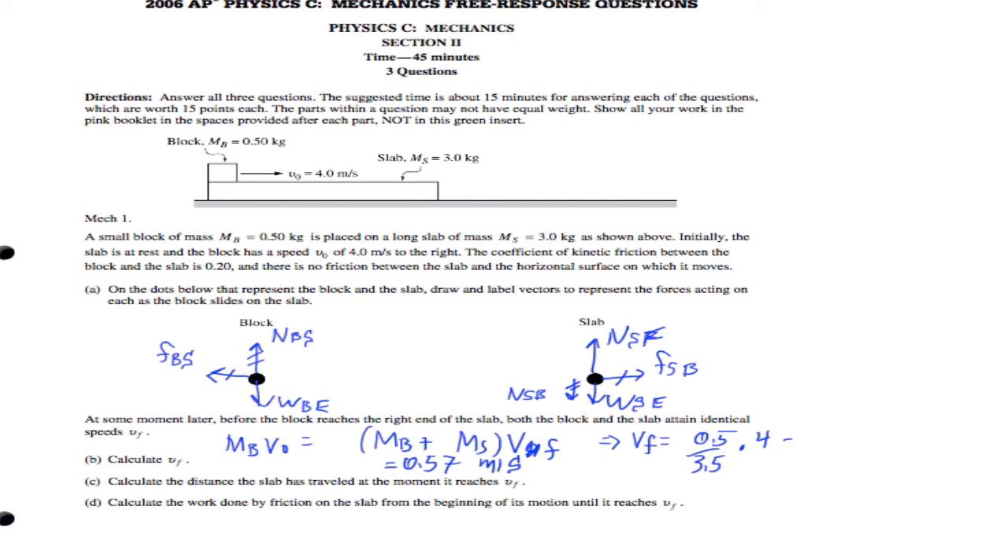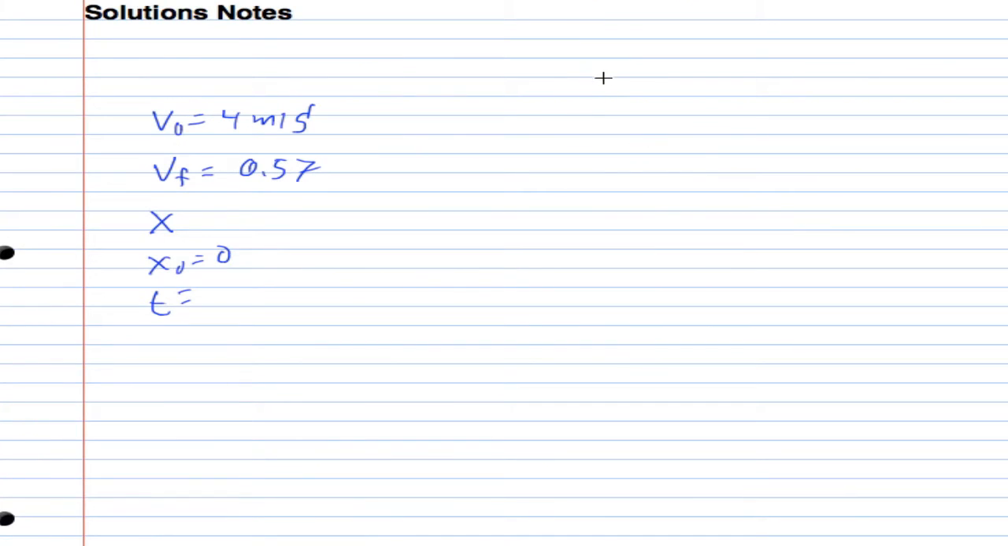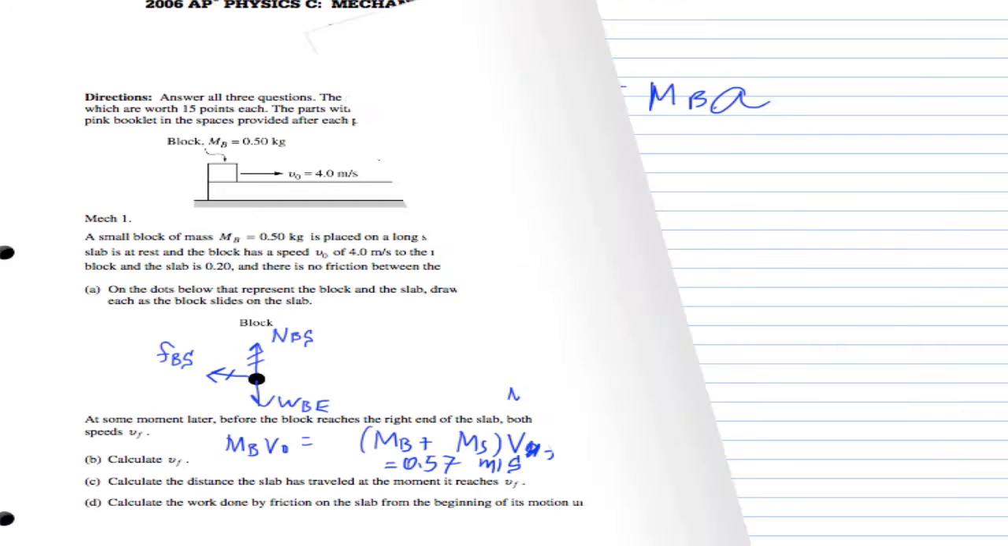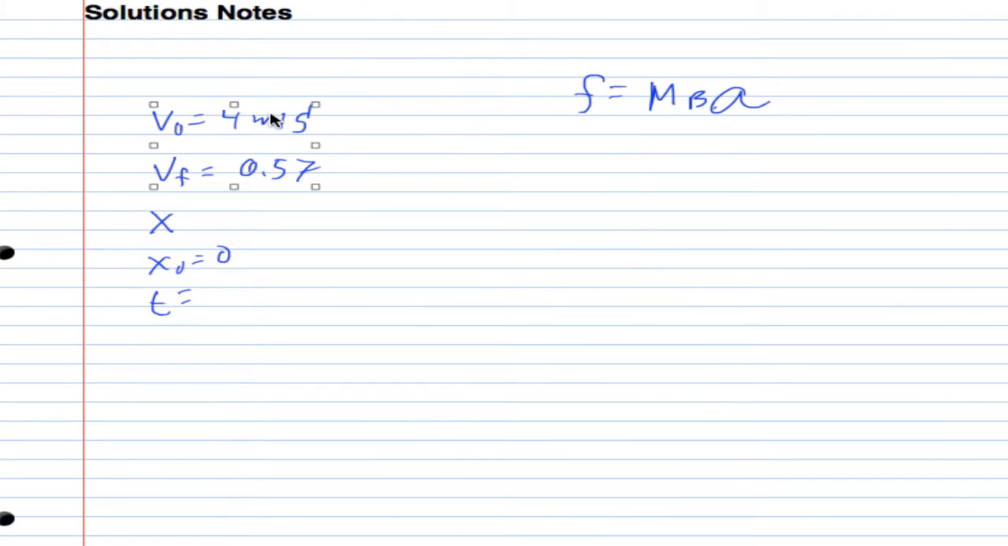Perhaps we can get some forces, or perhaps we can get an acceleration on this block by looking at the forces on it. So F equals mass of the block times the acceleration on it. And let's make sure that we're looking at the right object. Yes, so in fact they want to know the distance the slab has traveled the moment it reaches VF. So I had this a little bit wrong. It would appear that the V naught of the slab is 0, but the V final of the slab is 0.57. And this is F equals MSA.